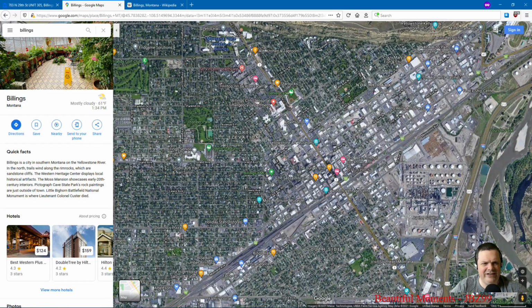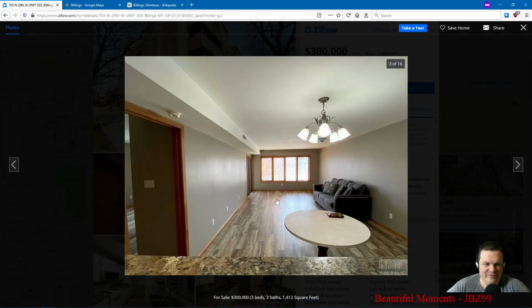It was right about here. The university is up here. That's a bit far away if you're in college, but I bet there's like two buses in Billings, and they probably go that way. Not even both ways. $300,000 in Billings seems like a lot.